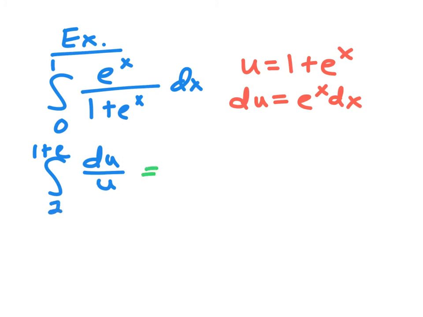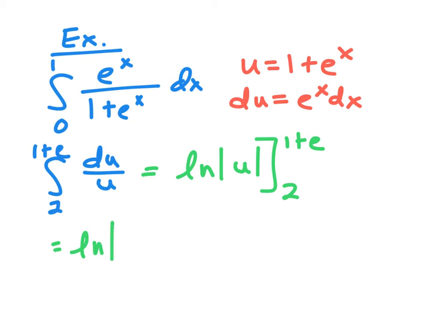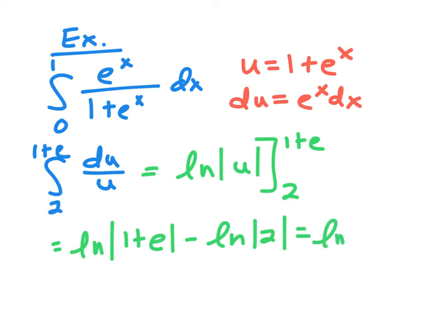And then the integral of du over u goes to ln absolute value of u, evaluated between 2 and 1 plus e. And using the fundamental theorem of calculus, I plug in the top number. So I have ln of 1 plus e minus ln of 2. And of course, because you have positive values, you can drop the absolute value. And of course, you could combine this into one fraction. You could make this ln of (1 plus e) over 2 if you needed to simplify it further.